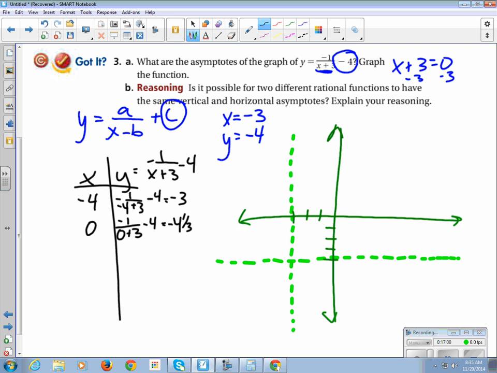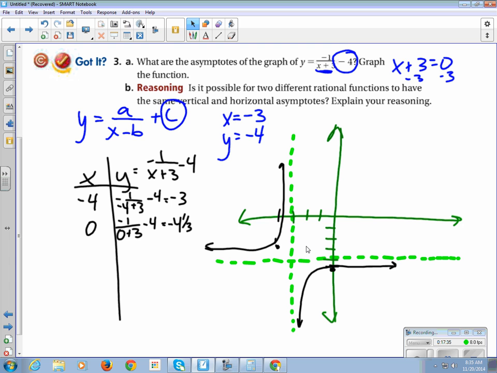Let me plot those. See what we got going on. So x is equal to -4, y is -3. And here at 0, y is equal to -4 and a third. All right, so we're going to have our little U shape. Go that way, and that way, and this one's going to go this way, and that way. Boom, graphed it.